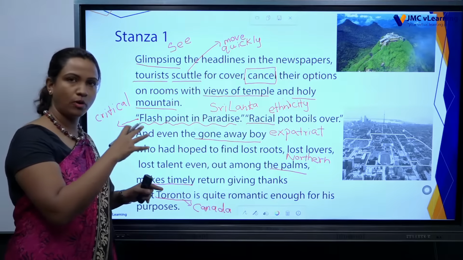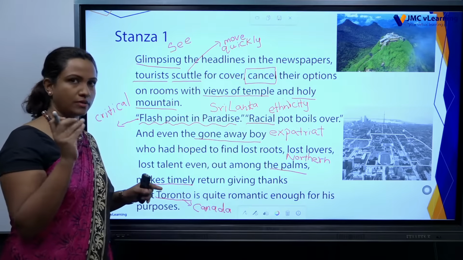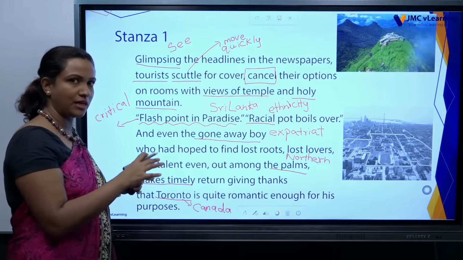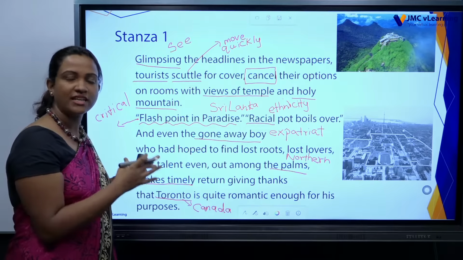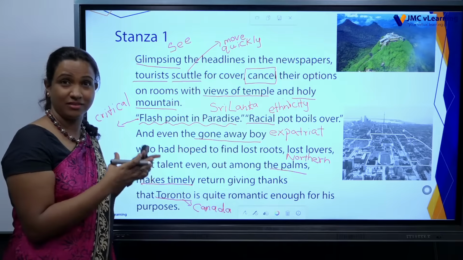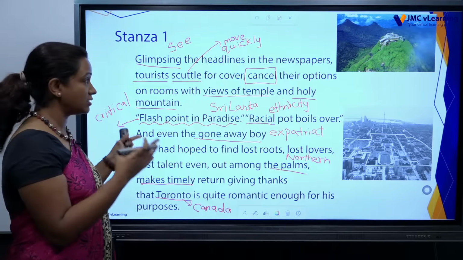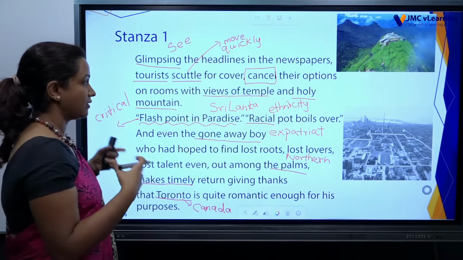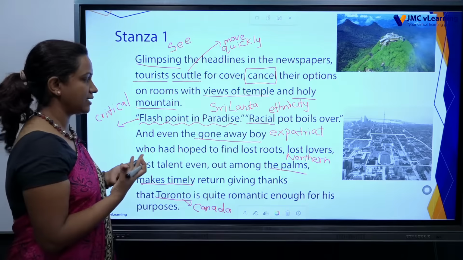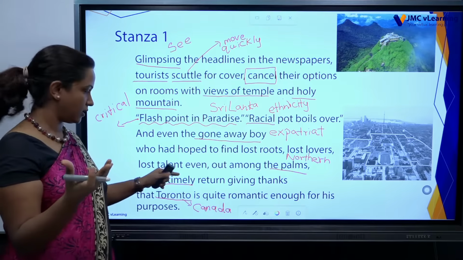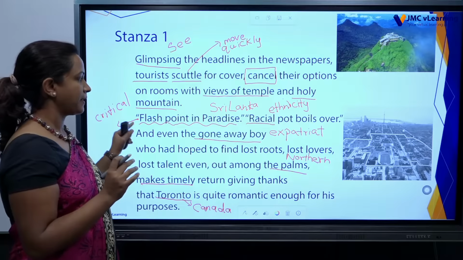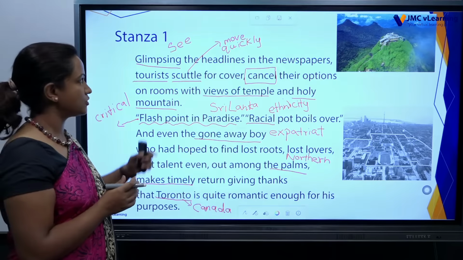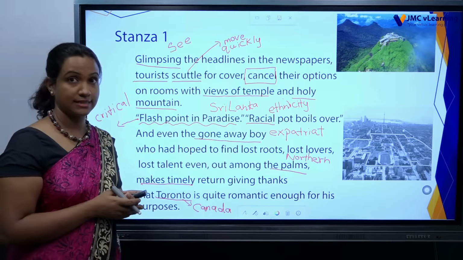Most of the population in Canada are Tamils, right? So most of the Sri Lankans, Tamilians, have moved because of this racial violence. They can't stay in a country like this because it's harmful for them. They can't do any other things in their lives. So they have moved to a beautiful place called Toronto, which is in Canada, leaving Sri Lanka behind. So that's the meaning of stanza 1.